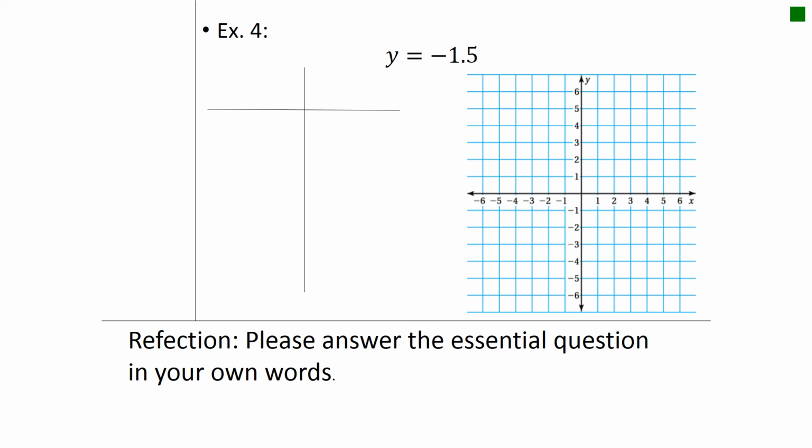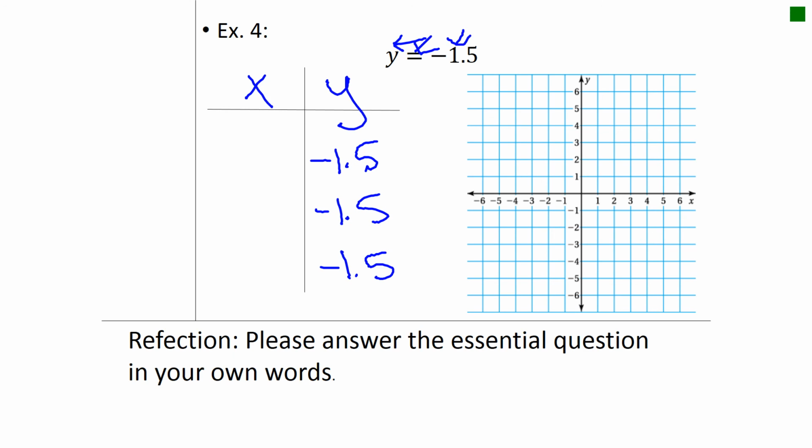All right, go ahead and try example 4 on your own. When you're ready to resume your video, we'll go over the answers. All right, thanks for pausing your video. Step 1, make your t-chart. Step 2, make your list of ordered pairs that says y is always -1.5. Doesn't matter what x is, y always has to be -1.5.